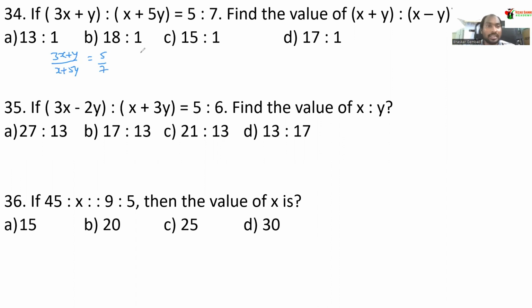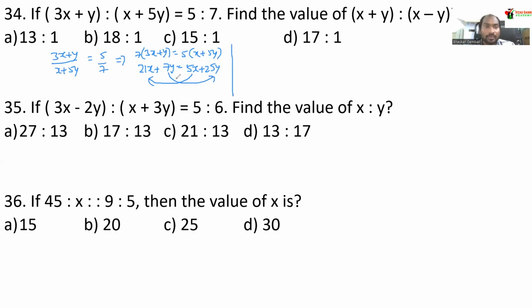So to do that, what should we do first? Let's cross multiply. 7 into 3x plus y equal to 5 into x plus 5y. 7 into 3 is 21x plus 7 into y, 7y equal to 5 into x, 5x plus 5 into 5y, which is 25y. So x goes one side and y comes this side.